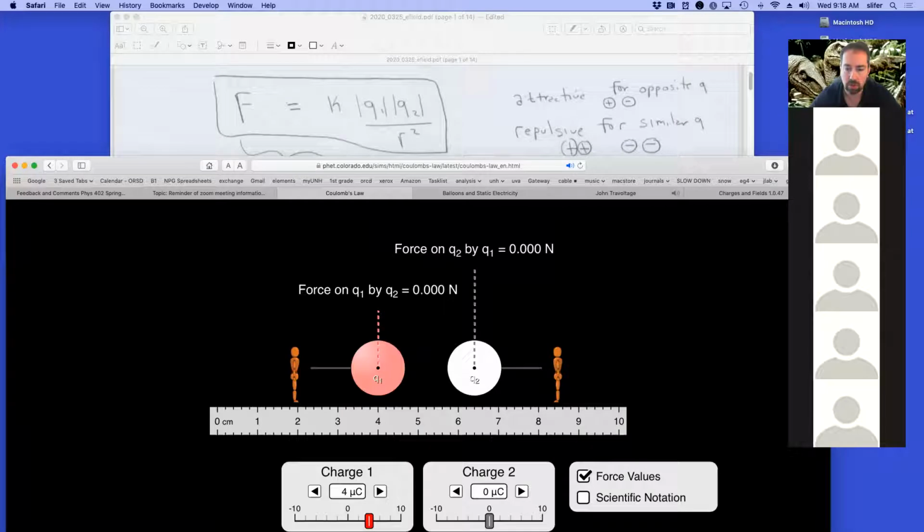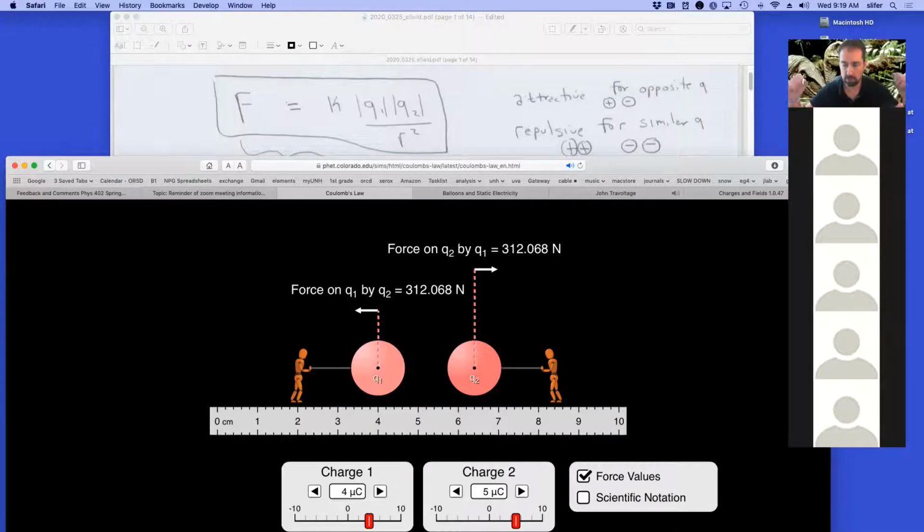There's still no net force. It takes charge on both of them for there to be a net force. Now I put some charge on this guy, I put some charge on this guy. You can see the force arrows coming out here, and they're equal and oppositely directed.